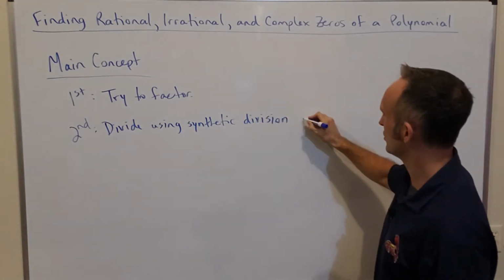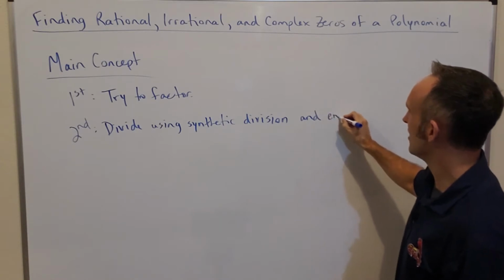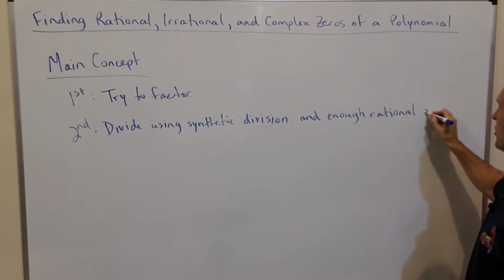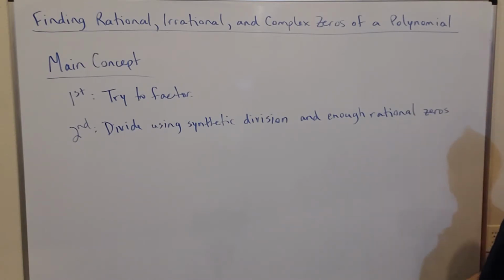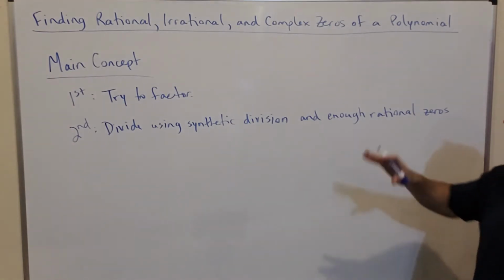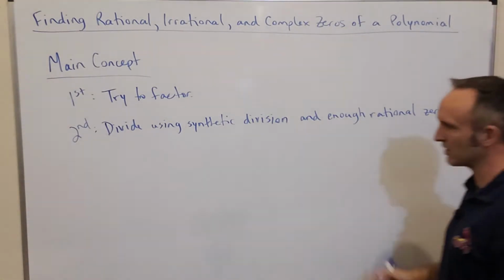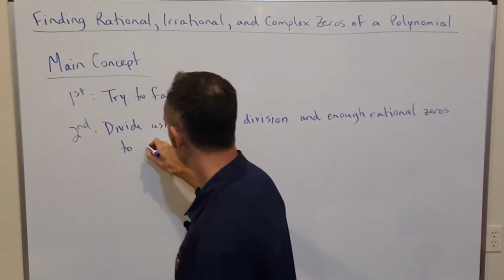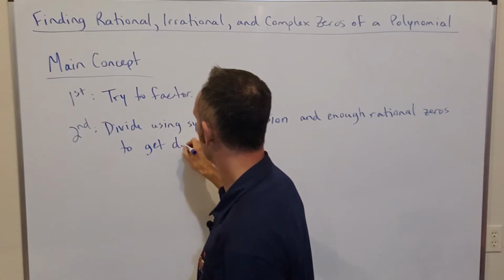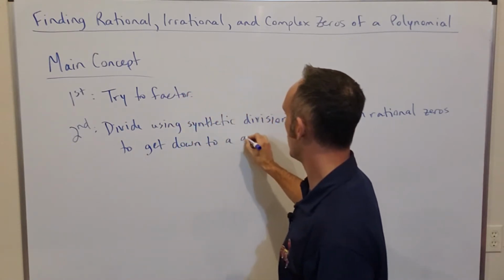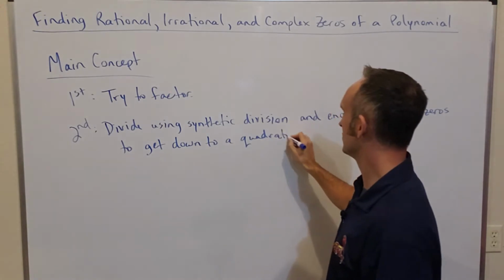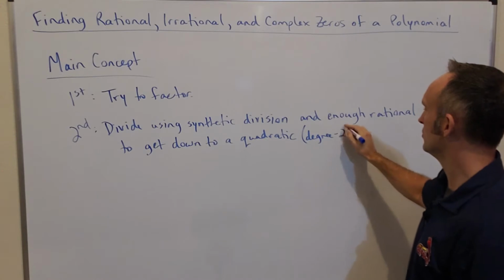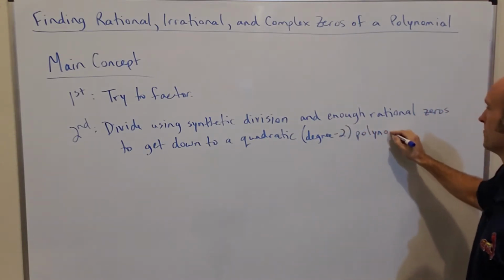Divide using synthetic division and enough rational zeros. We talked about rational zeros and how to list those in another video. But divide using synthetic division and enough rational zeros to get down to a quadratic polynomial. To get down to a quadratic, a degree 2 polynomial, okay?